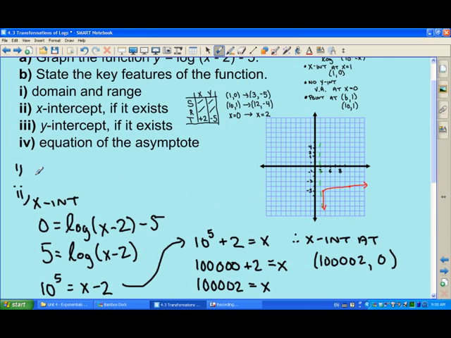So we go back to the beginning, domain and range. Our x values are an element of the real numbers such that x has to be greater than 2. For the range, there are no restrictions. Y is just an element of the real numbers. The y values will take on any value eventually.